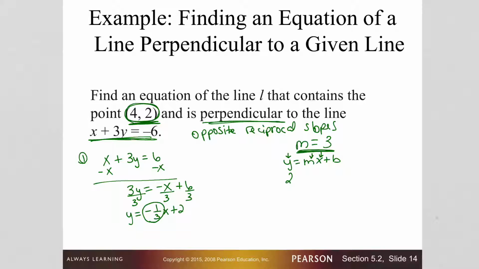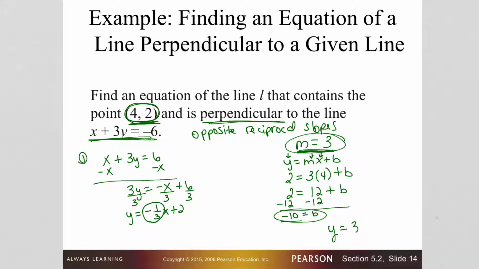So I've got 2 is equal to 3 times 4 plus b. 2 is equal to 12 plus b. Subtract 12 from both sides. Okay, so I have my slope, I have my y-intercept. I'm going to write the equation of this line. There we go.